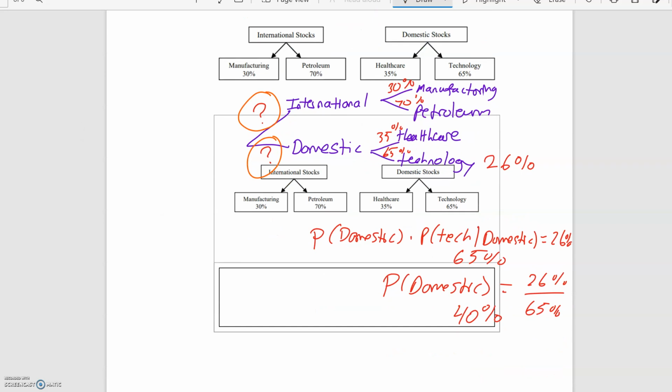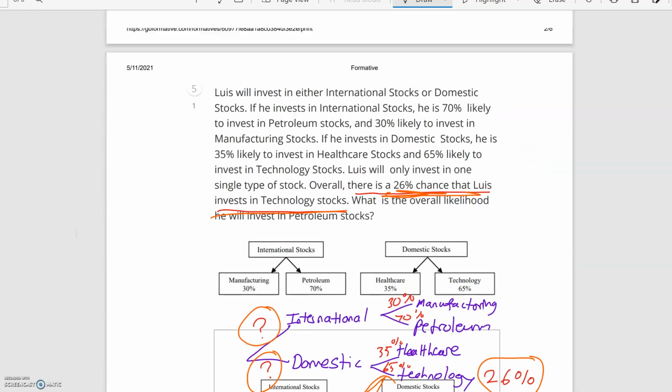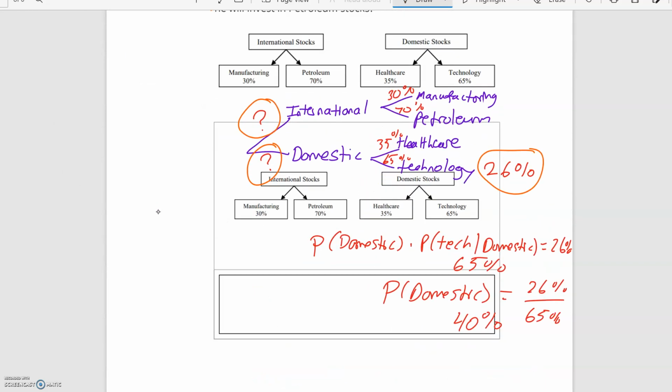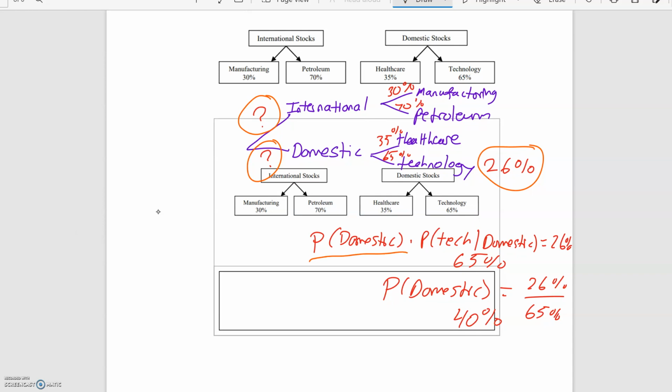So now let's take a look at it. Remember, to get to the 26%, we would take the probability of the domestic, multiply by the probability here that you find, which is 65%, because it did say he would invest 65% in technology stocks. So knowing that, try and work backwards because we don't know what this is, right? We don't know what that probability is. We do know what the probability of tech is given domestic. That's 65%. And then we do know that this is 26%. So all I have to do is solve by dividing this 26% by 65%, which if you do, that gives me 40%.